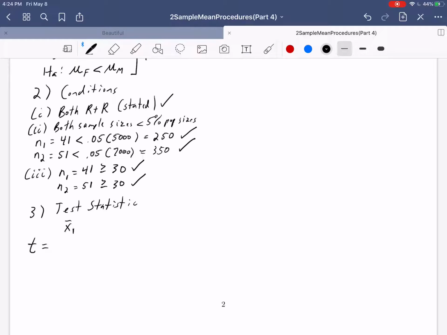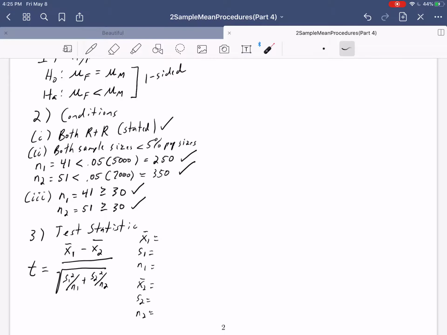Our formula was x1 bar minus x2 bar over the square root of s1 squared over n1 plus s2 squared over n2. We'll make our little list: x1 bar, s1, and n1, and then x2 bar, s2, and n2. Now remember, from the way that we set this up, everything about sample 1 is going to reference the female sample since we put them first, and everything about sample 2 is going to reference the male sample since we put them second.